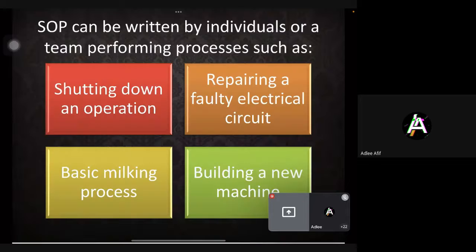All right, so SOP can be written by individuals or a team performing processes. You can create it on your own, or if you are working in a team, you can create it together. For example, your second assessment is going to be a pair work. So you and your partner, student A plus student B, are going to work together and create the SOP based on the questions given.